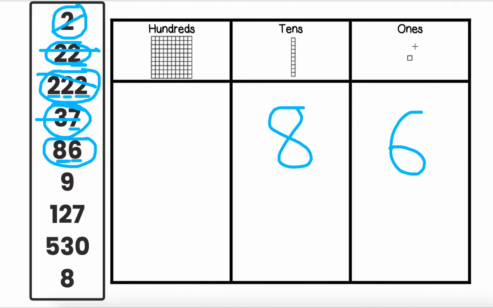And now I can draw my pictures. I have 6 ones and 8 tens. So I'm going to draw 6 cubes for the number 6. Here's my 6 cubes. And I have to draw 8 sticks because I have 8 tens. Here are my 1, 2, 3, 4, 5, 6, 7, 8. Here are my 8 sticks for my 8 tens and my 6 cubes for my 6 ones. Now I can get rid of this example so I can do my other one.